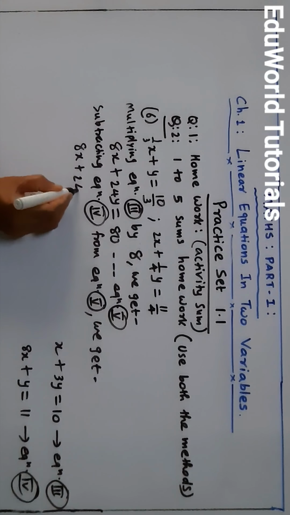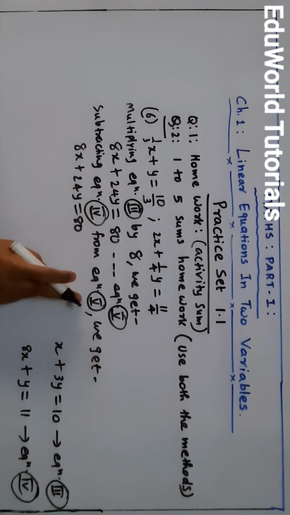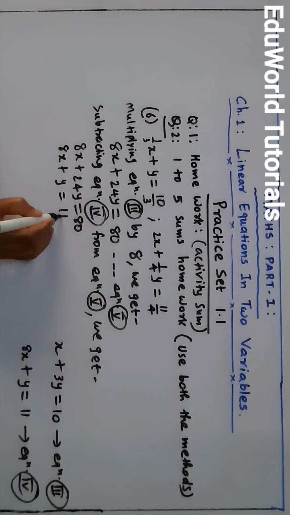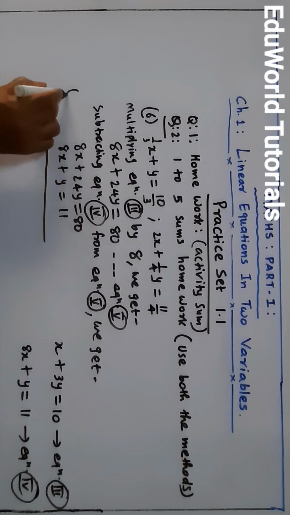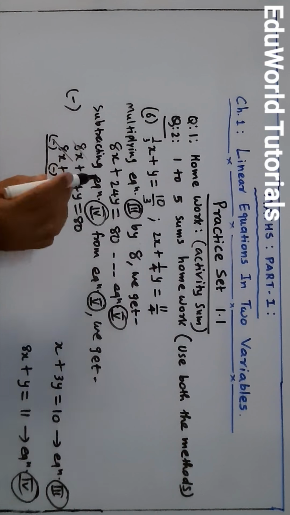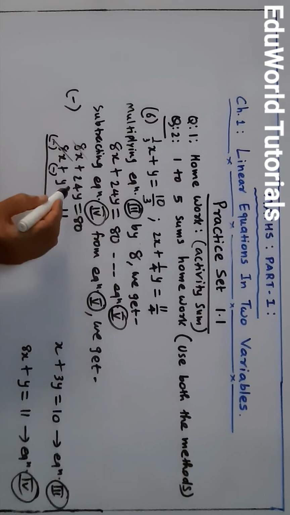8x plus 24y is equal to 80. This is the 5th equation, and the 4th one is below this: 8x plus y is equal to 11. But because I have to subtract, I will change the sign of all the terms of the second equation, the 4th equation. 8x is a positive term, so I made it negative. y is a positive term, I made it negative. 11 is positive, I made it negative. So 8x minus 8x cancelled. So one variable is eliminated.